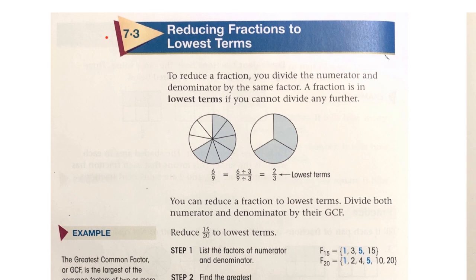Basic Math, Chapter 7, Section 3, Reducing Fractions to Lowest Terms. To reduce a fraction, you divide the numerator and denominator by the same factor. A fraction is in lowest terms if you cannot divide any further.